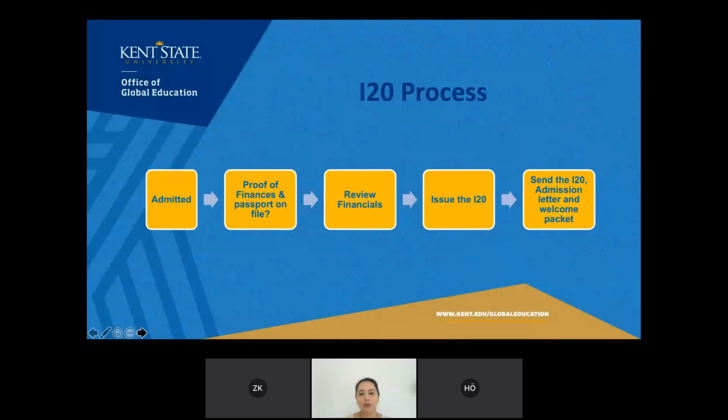So in order for us to issue you an I-20 or certificate of eligibility for you to apply for your F1 student visa, the first thing is you must get an admission letter. We get a lot of inquiries that say, I want an I-20, but they have not even applied or gotten admitted. So the first step for an I-20 is to be admitted to a school or university.